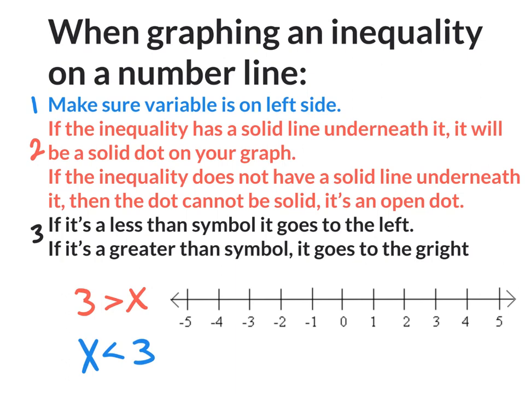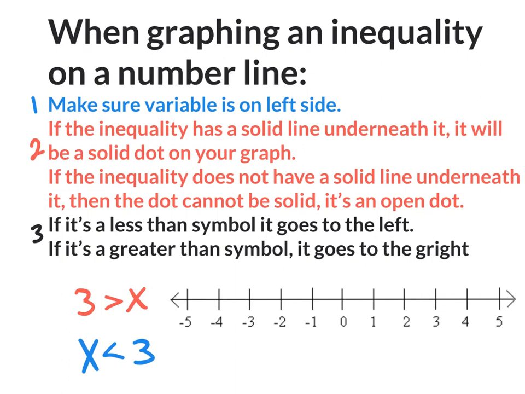But before we go to the graphing, let's look at the second tip. Once we're done, I'll pause it and let you write it down. The second tip: if the inequality has a solid line underneath it, it will be a solid dot on your graph. If the inequality does not have a solid line underneath it, then the dot cannot be solid. It's going to be an open dot. Okay, simple as that.